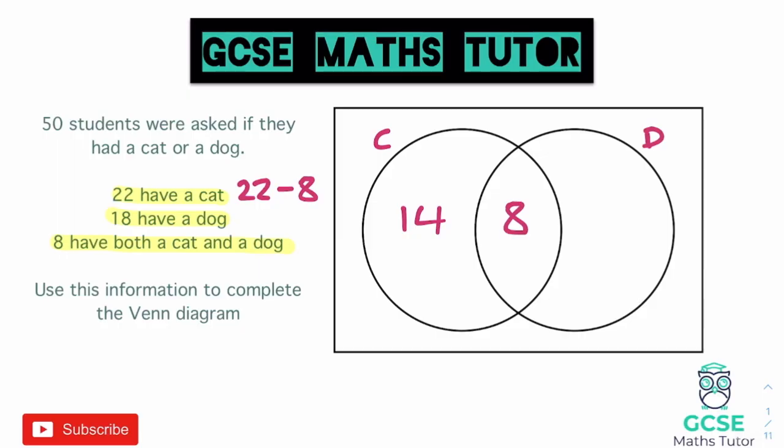We can then move on to the 18 that have a dog. Now of course we've still got the 8 in the middle, so we would take away the 8 in the middle that have both away from the 18, and that leaves us with a total of 10. So 10 people have only a dog.